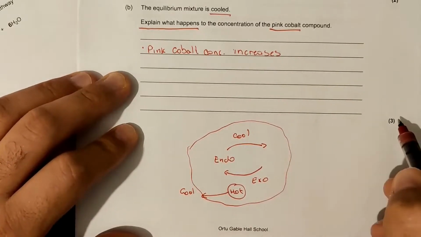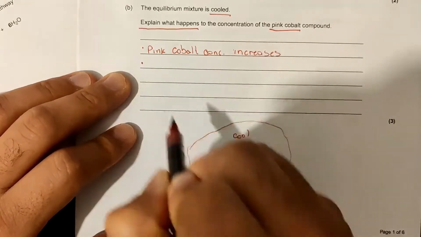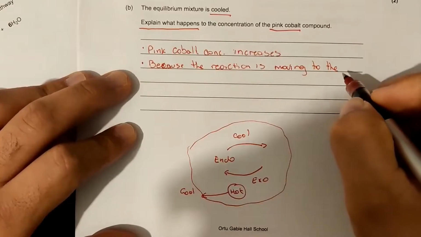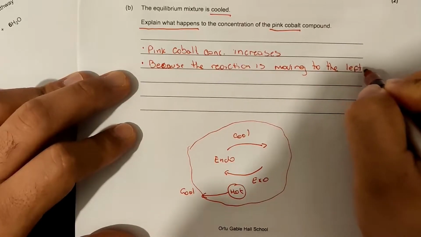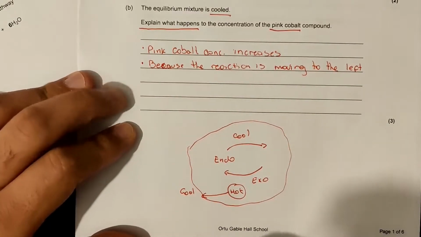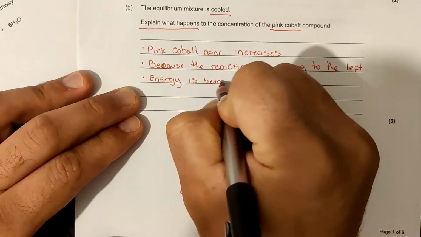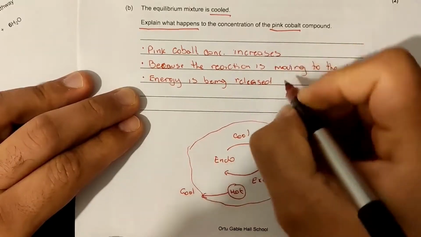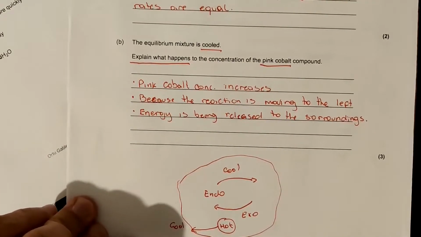As you can see, it's 3 marks. So that's going to increase because the reaction is moving to the left side, and also energy is being released to the surroundings. There you have it. Now moving on to the next question.